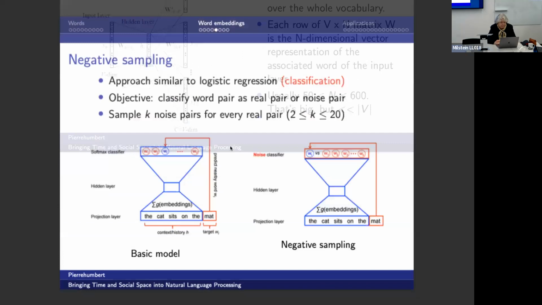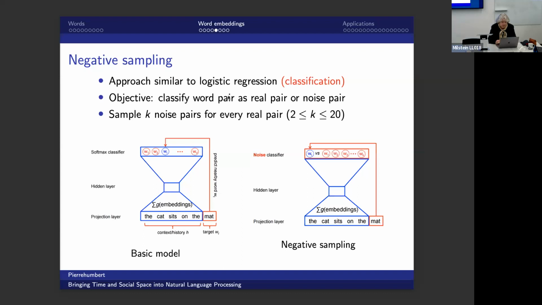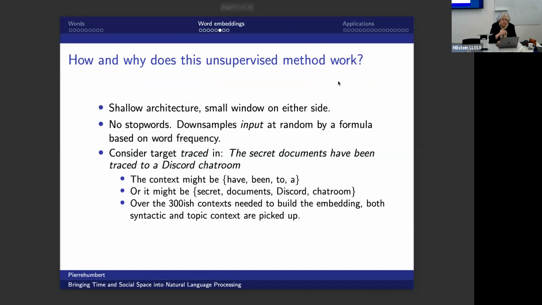It uses a clever trick to get this to work in an unsupervised and efficient fashion, which is: we have our real word that we know occurred, and we basically create some fake data by putting random words instead, and now we set up the whole task as trying to classify the word as a real pair or a noise pair. So why does this work?